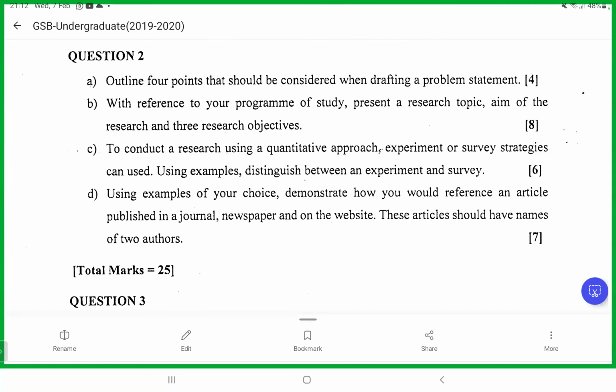So to start with, we will answer the first question. With reference to your program of study, present a research topic, aim of the research, and the 3 research objectives. That will be the first part. In short, the first part of the conversation will be to train you. We are just going to focus on training you on how to choose a research topic and how to come up with the research objectives. Once we're done with that, then we can move on to the research problem statement. We'll show you how to write a research problem statement and what is involved in it. That is the outline of today's conversation.